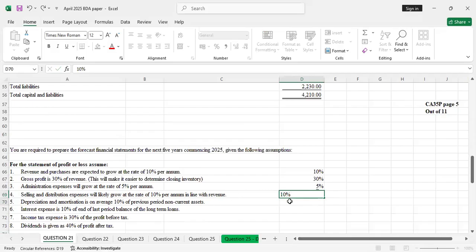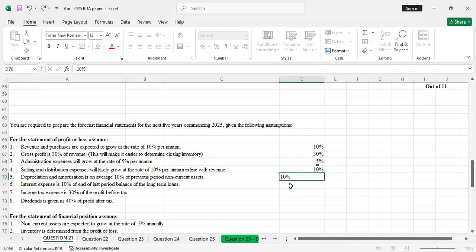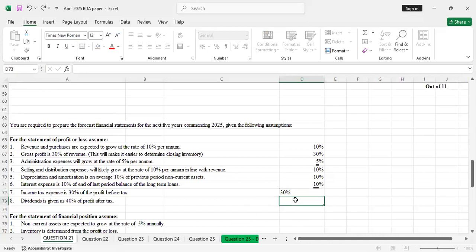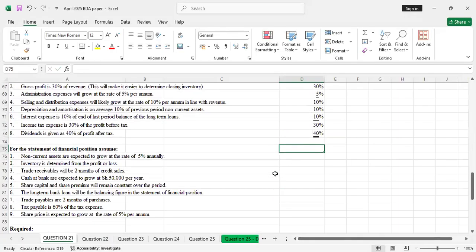Depreciation and amortization is on average 10% of the previous period non-current assets. Interest expense is 10% of the end of last period balance of the long-term loans. Then income tax expense is 30% of the profit before tax. Dividends given is 40% of profit before tax. Then non-current assets are expected to grow at the rate of 5% annually. That's for the statement of financial position.